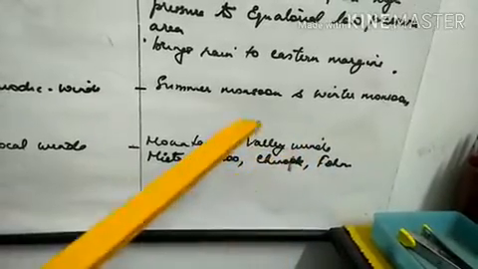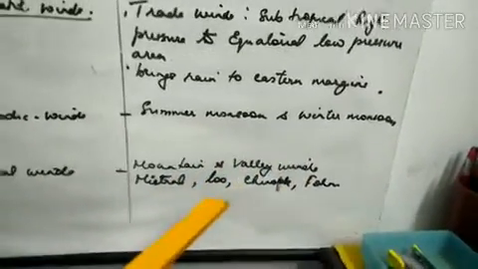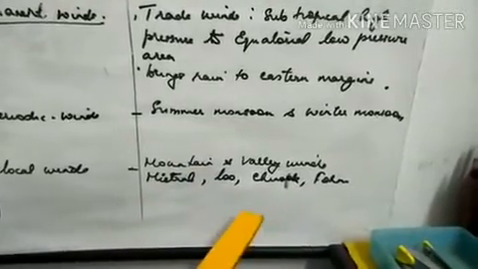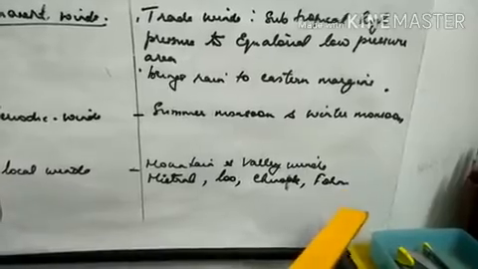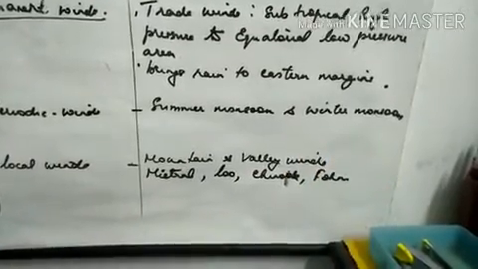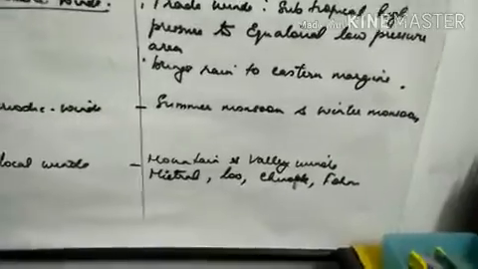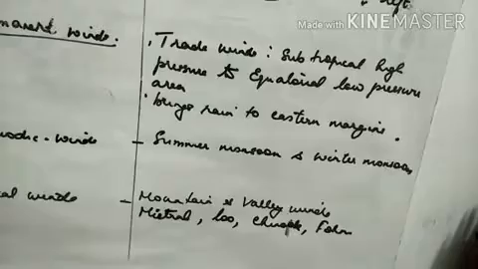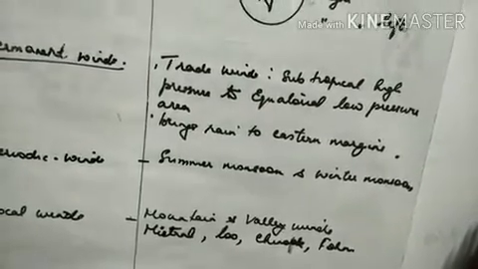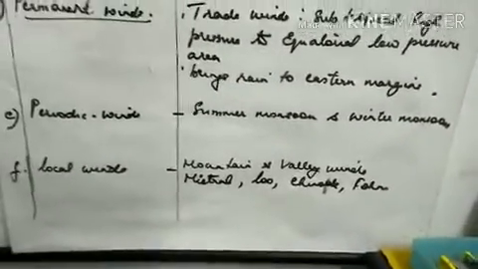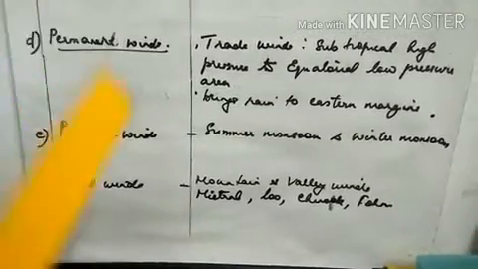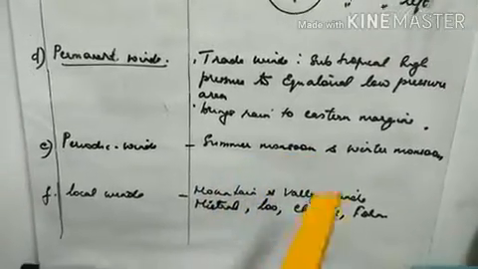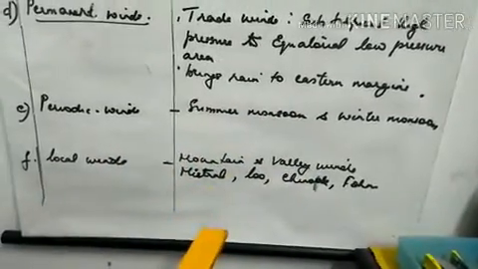Now let us study a few local winds. Which are the local winds? Local winds are mountain and valley winds, Mistral, Lu, Chinook and Fohn. Understood? These are the winds which you have to study when you are talking about local winds. Now let us see what a local wind is. Local winds are smaller. They happen only in the local areas where they prevail. Therefore, these winds are termed local winds. Only certain areas will experience them. That is why it is known as a local wind.